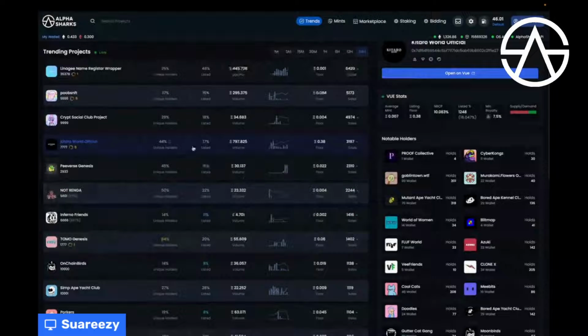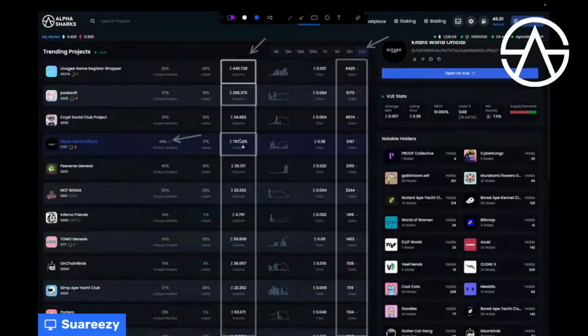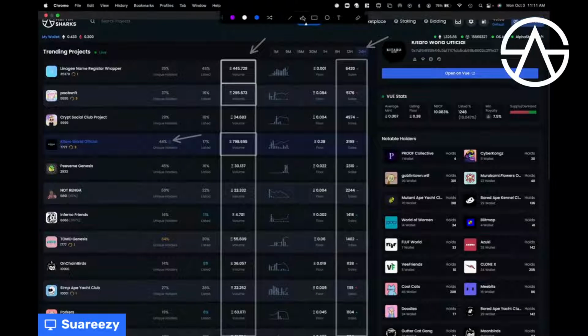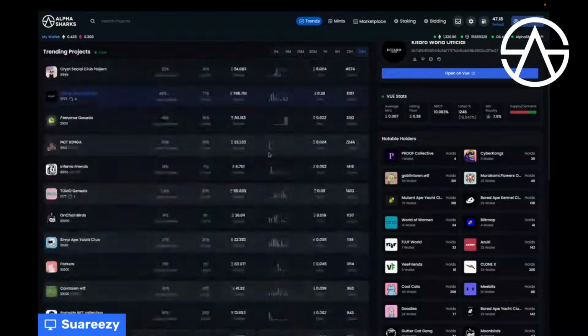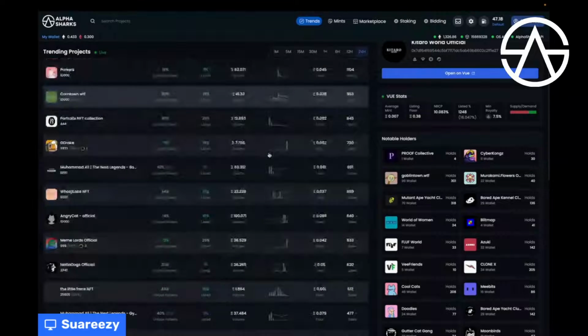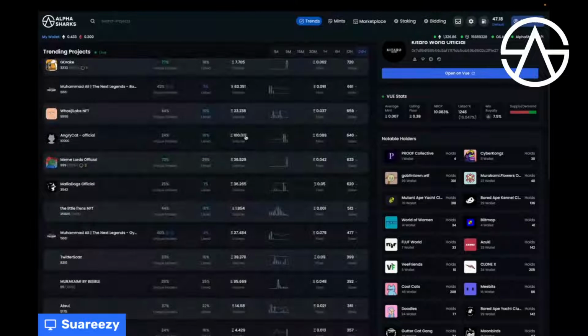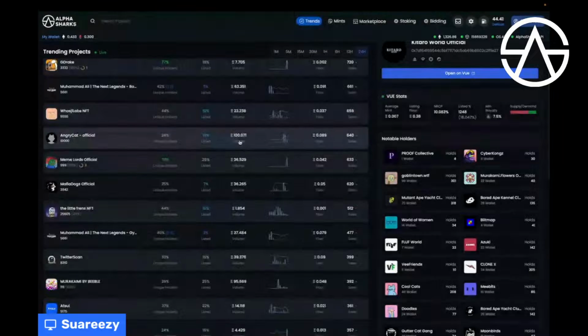So I think that this might be one that we're going to be checking out because of, again, the volume traded. It kind of obliterates everything else on the list. Pretty much doubles LNRW, doubles the one right below it. You can see that's pretty much our pinnacle of the day. Let's see if we can scroll down and see anything else that's triple digit ETH traded. Angry Cat with 100.